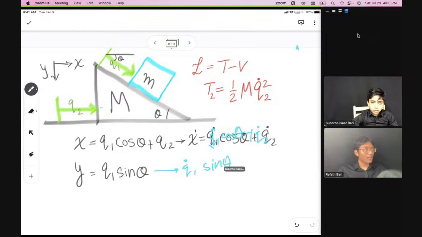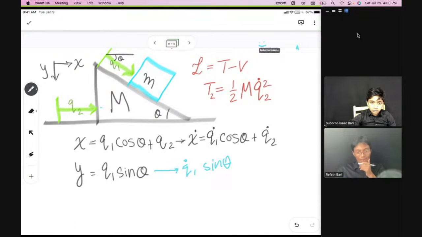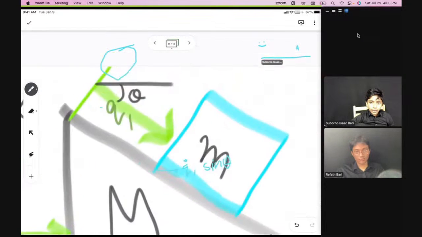Okay, we have a question from Snehansu Roy. He says, can you please explain how the y coordinate is Q1 sine theta? Okay, so let me try to explain. All right, so how is our y coordinate Q1 sine theta? Well, let's take a deeper look at what little Refi boy has over here. So I'm going to draw that on my own.